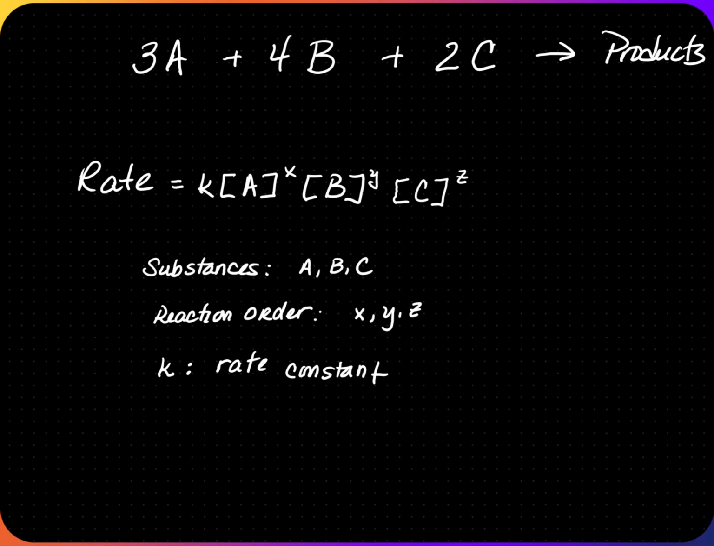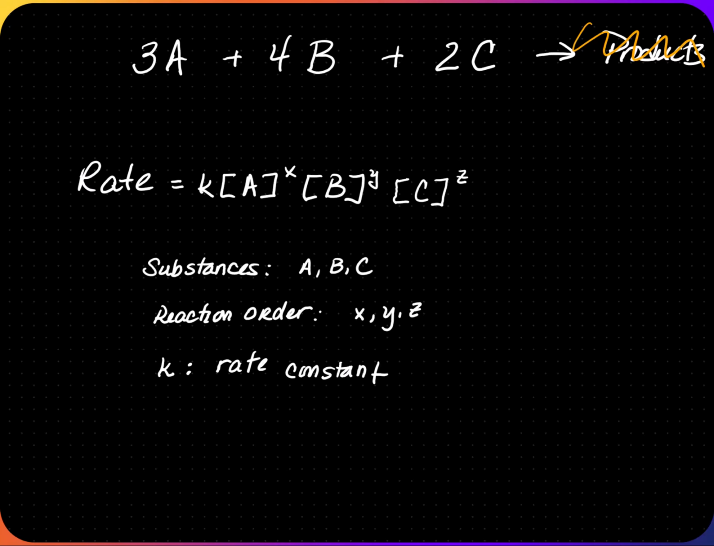So if we have the following equation, 3A plus 4B plus 2C is going to yield the products. We don't care about the products because the rate only depends on the reactants. So the general equation for the rate is equal to K, concentration of A in brackets. Remember, all concentrations must be in brackets, to some power X, times concentration of B to some power Y, and concentration of C to some power Z, in which the reactants are A, B, and C.